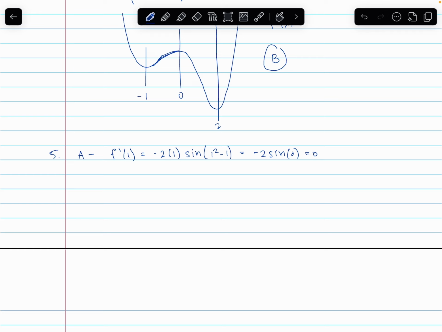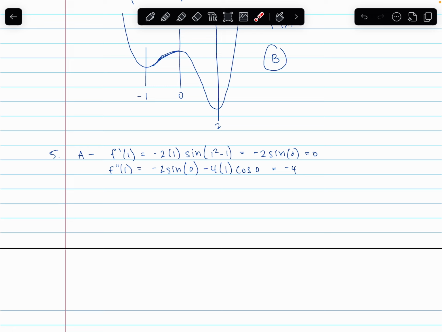And then we need to see f double prime of 1. So f double prime of 1 would be negative 2 sine of 0 whenever I plug that in, and then minus 4 times 1 squared times cosine of 0. The first term is going to be 0. Cosine of 0 is 1, so it's going to be negative 4.